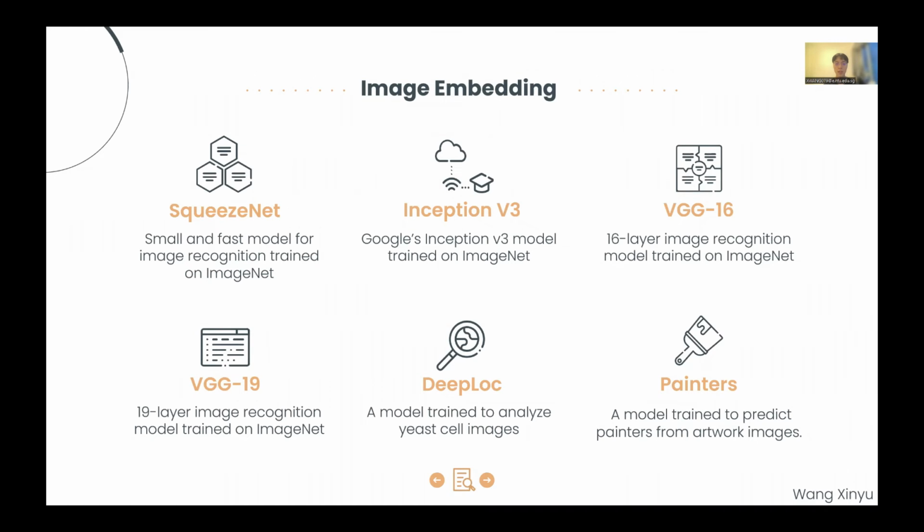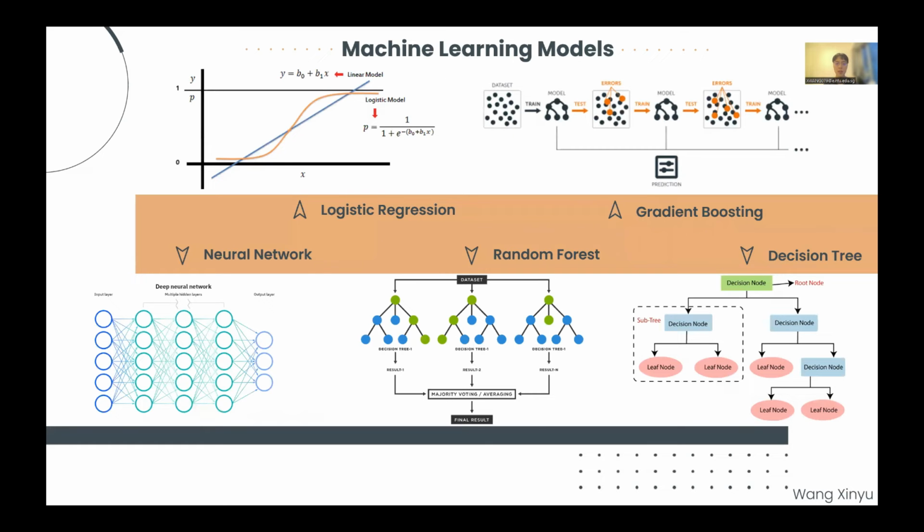Deep learning models are used to calculate a feature vector for each image. Here are the embedding models that Orange provides and that we applied to our research. We choose 5 classical and popular machine learning models in our research, which are logistic regression, gradient boosting, decision tree, random forest, and neural network.